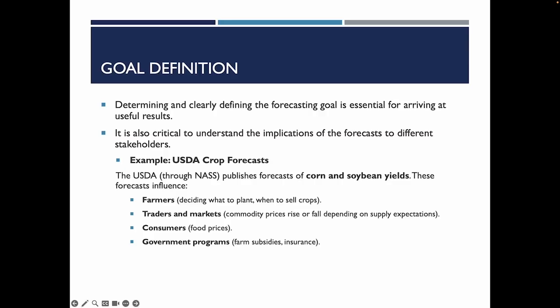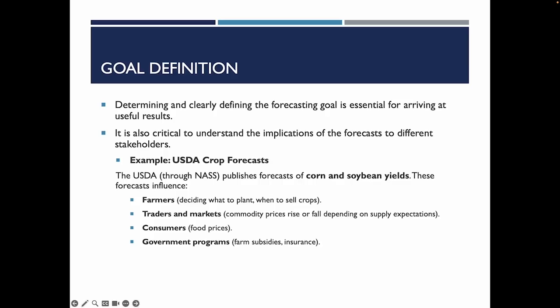Also, forecasts do not exist in a vacuum. This is important. They actually affect different stakeholders in different ways. Some people may trust the forecasts, while others suspect biases or manipulation or hidden motives. Like USDA publishing a forecast of corn and soybean yields. The forecasts influence whom? Farmers, traders and markets, consumers, and government programs.